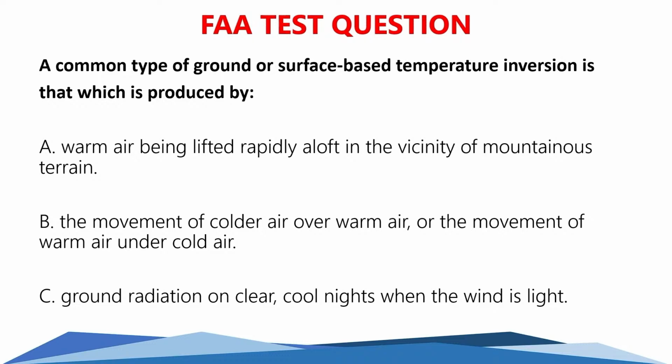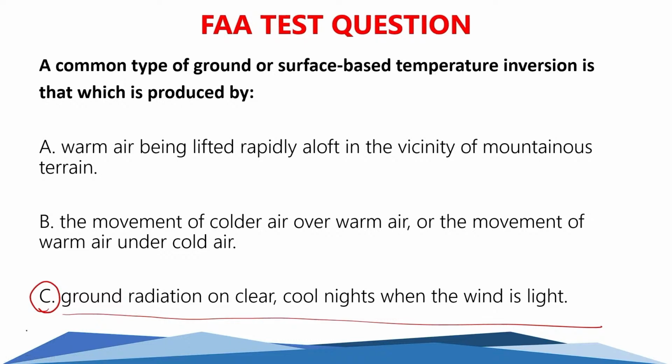So a common type of ground or surface-based temperature inversion is one that is produced by, and in this case, this is that surface-based temperature inversion. Remember, just think of the desert. It's most likely produced by ground radiation on clear, cool nights when the wind is light. Okay? When the wind is light. All right, let's go ahead and look at that other one.